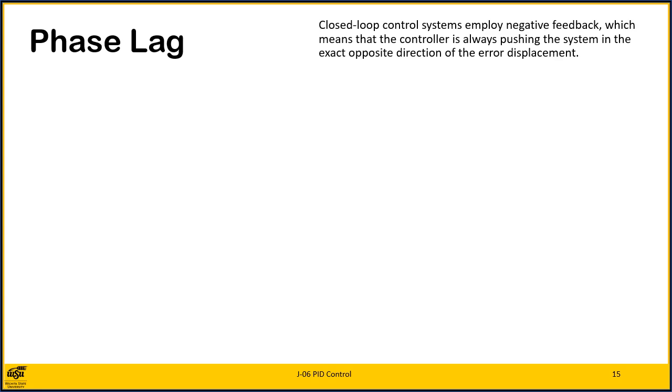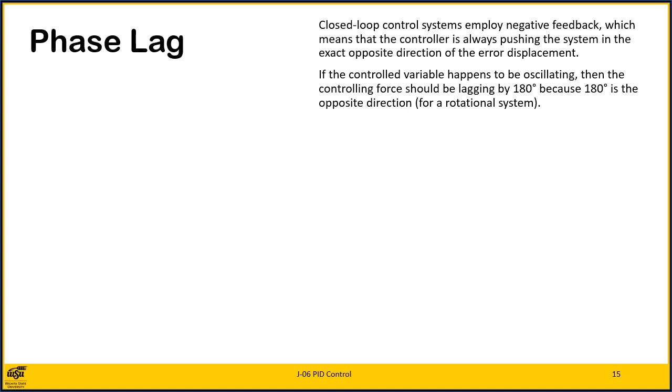Closed-loop control systems employ negative feedback, which means that the controller is always pushing the system in the exact opposite direction of the error displacement. If the controlled variable happens to be oscillating, then the controlled force should be lagging by 180 degrees, because 180 degrees is the opposite direction for a rotational system. If there is any dead time in the system, the controller's response will lag even more than 180 degrees.